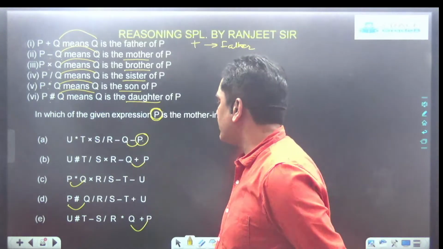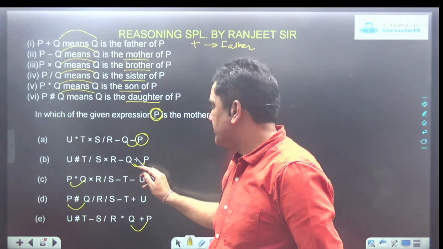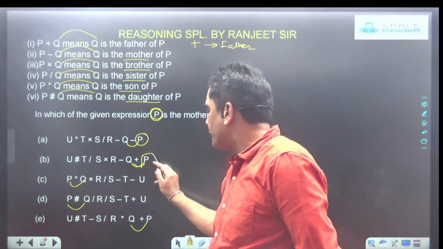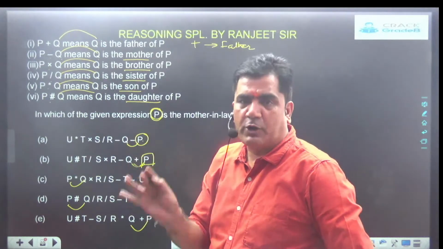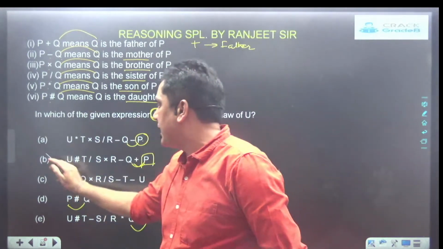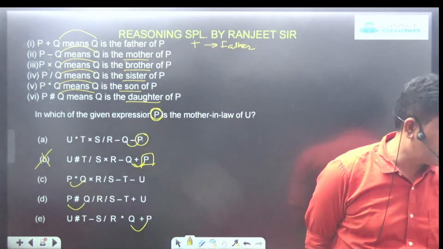Next one. Now Q plus P. Plus means father. So I will say P is the father of Q. P is the father of Q means P cannot be mother-in-law, because mother-in-law needs to be female. So this can't be the answer.